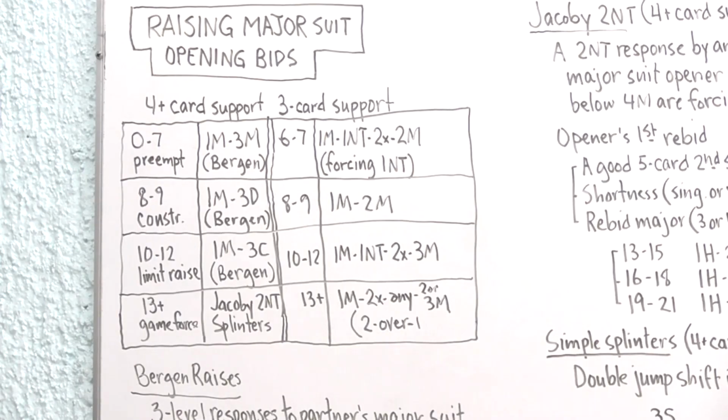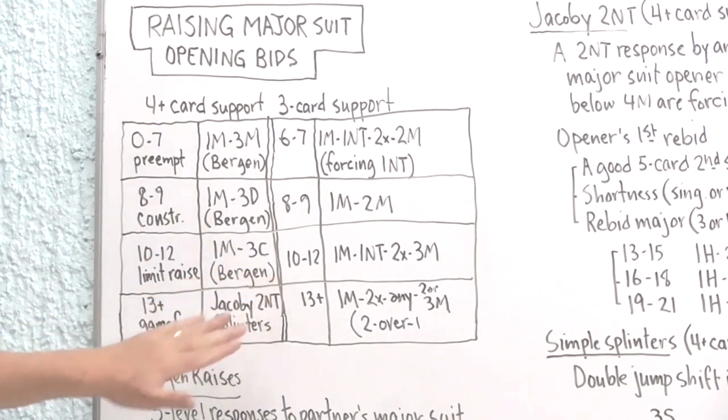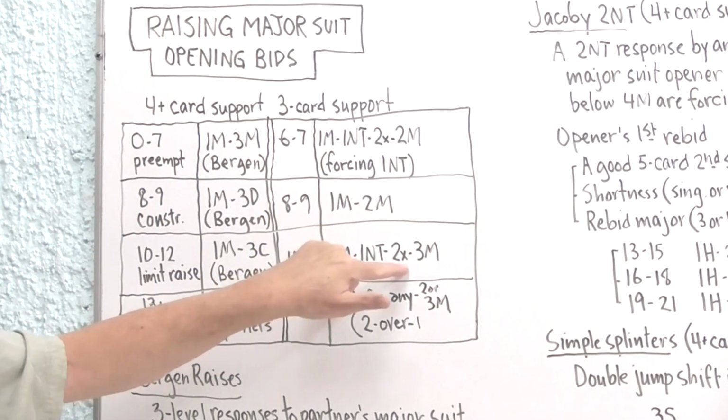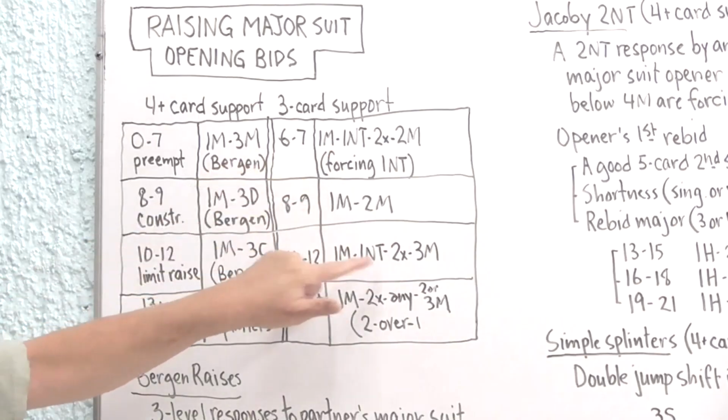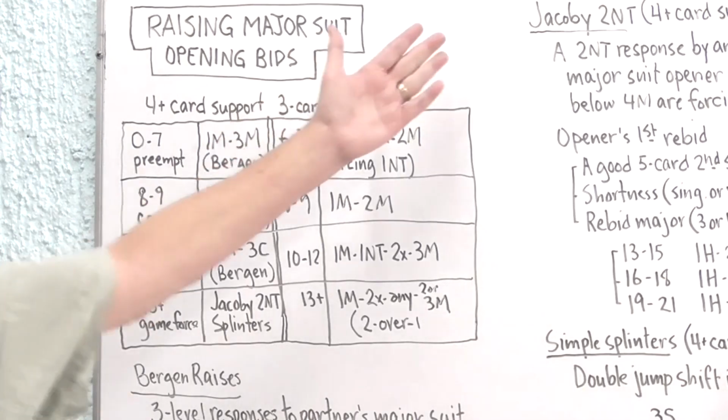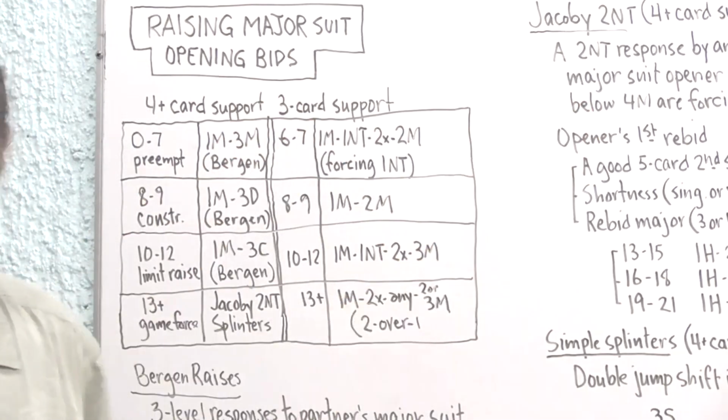What we're going to be discussing in the next 3 sessions are the Bergen raises, Jacoby 2 no trump, simple splinters, and the forcing no trump. This should say forcing no trump under here because that's what this is, a forcing no trump bid. I'm just going to briefly review all of them for you today, but we're going to go into them in more detail in the next few sessions. So, for example, next time will be Bergen raises, and the time after that will be Jacoby 2 no trump, and the time after that will be forcing no trump.